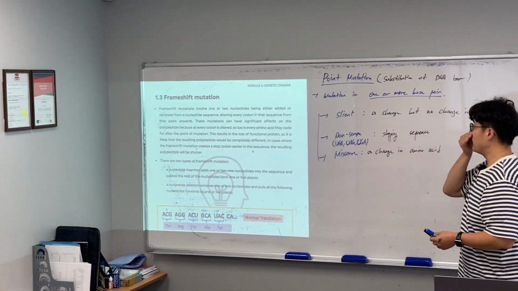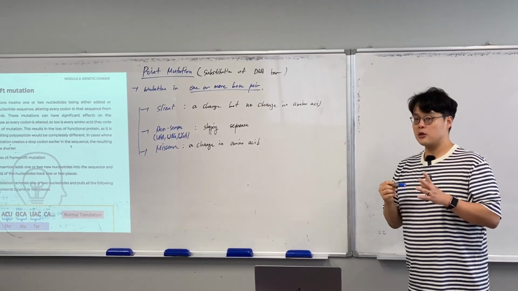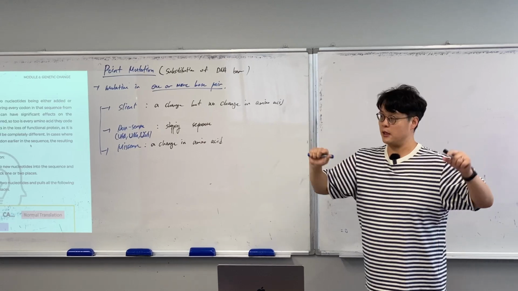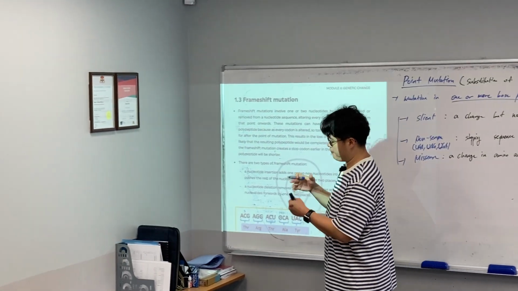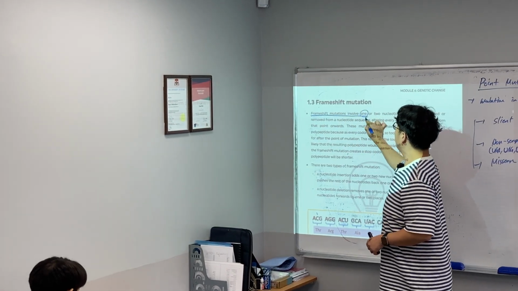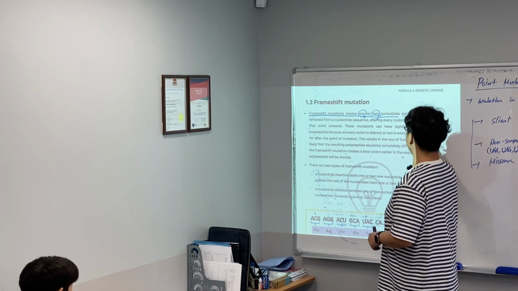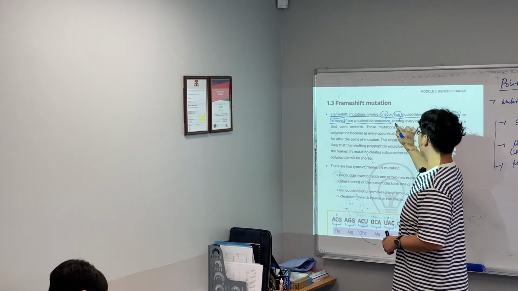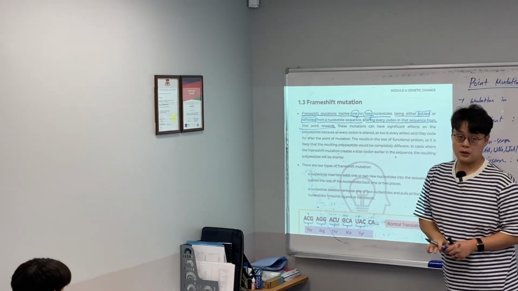All right, we have finished point mutations. Another type of mutation that can happen in DNA sequences, think of the backbone of DNA, is called the frameshift mutation. Highlight that, please. A frameshift mutation involves one or two nucleotides being either added or removed from the nucleotide sequence, altering every codon in that sequence from that point onward.